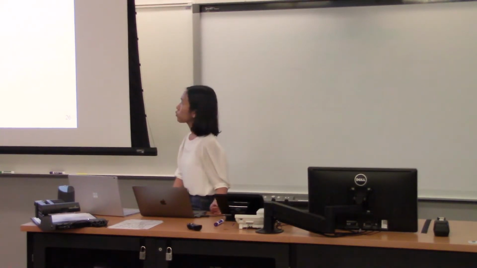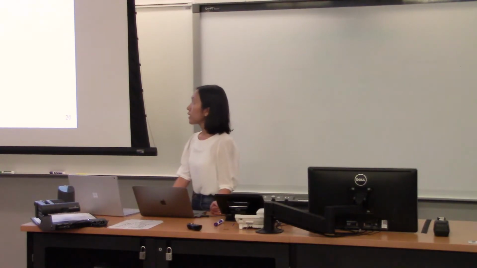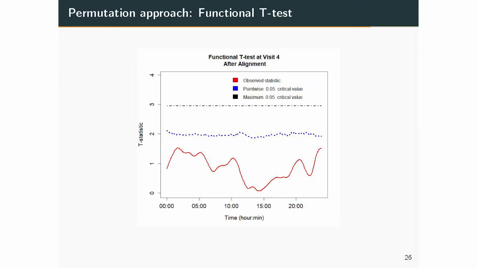So we actually wanted to test this claim using functional t-test. Since we do not assume any error distribution, we use the non-parametric approach, which is the permutation approach. We test the functional t-test through the permutation approach. The red line is the observed test statistic, and the blue dashed line is the point-wise 5% critical values from the permutation approach, and the black line is the maximum 5% critical value.